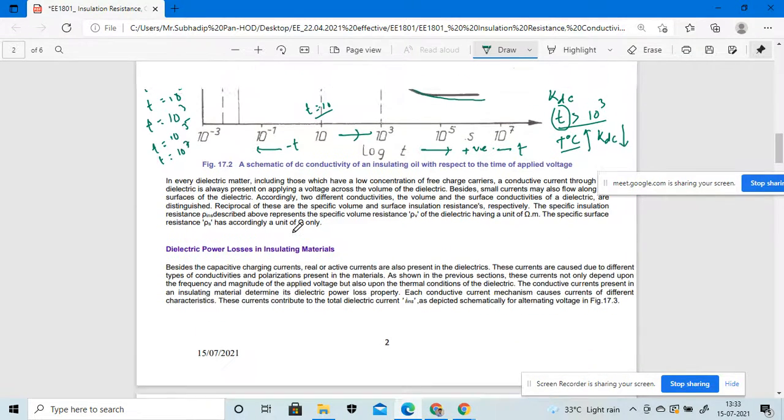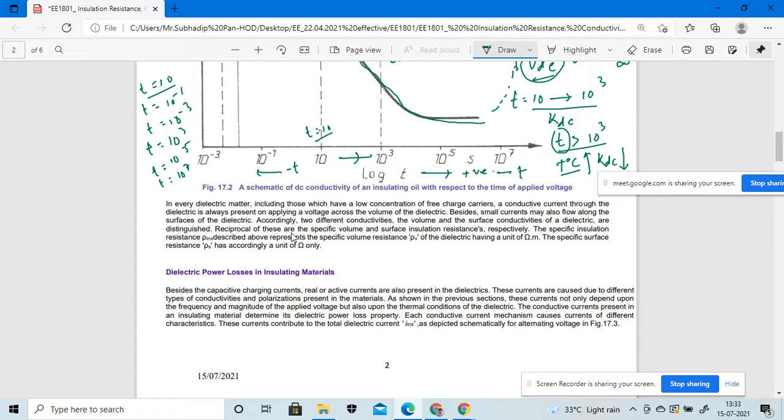Now, here it should be written that in every dielectric material, including those which have a low concentration of free charge carriers, a conductive current passing through the dielectric is always present under applied voltage across the volume of the dielectric. So depending upon the volume of the dielectric, the conductive current passing through the dielectric will be taken into consideration, depending upon the voltage we are applying and the volume of the dielectric.